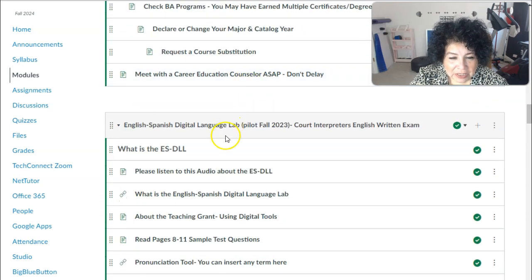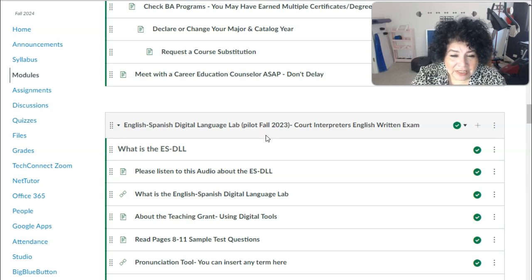So this section right here, I obtained a teaching grant from Course Hero, an organization that has professional development for faculty. I was one of two in California, the majority were from other states. So I'm very, very honored. They gave me a teaching grant in the fall of 2023 to develop a module for my classes to prepare students for the written exam.